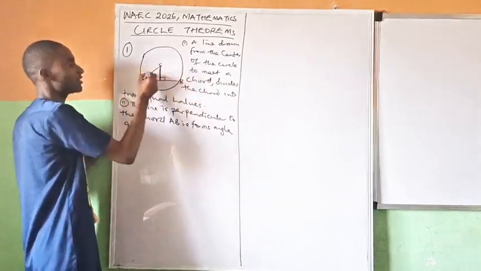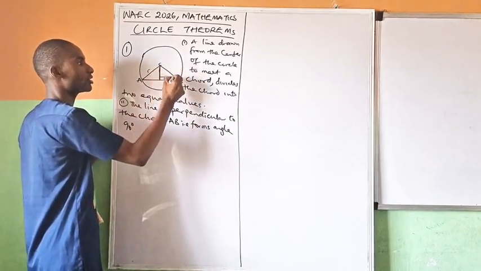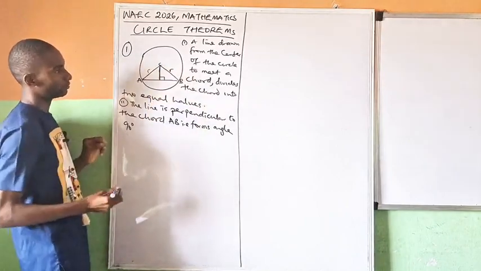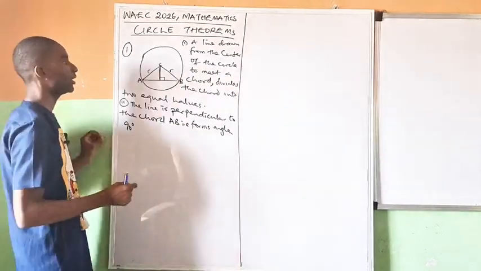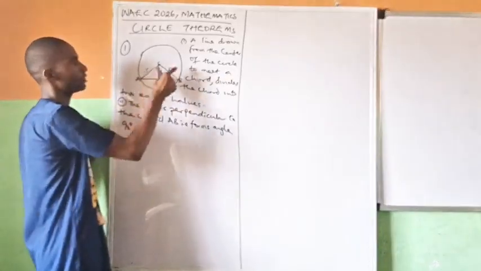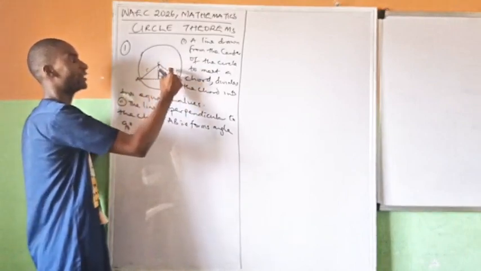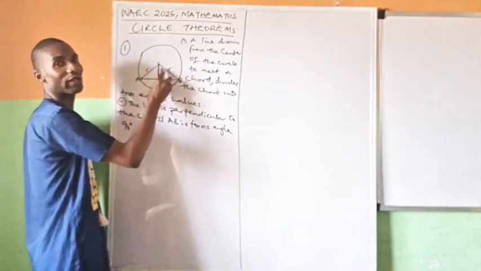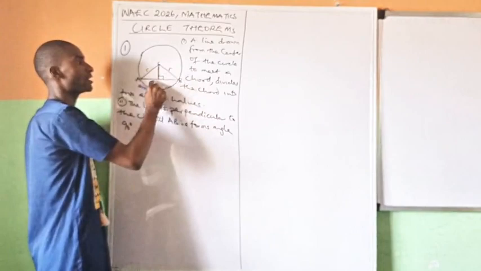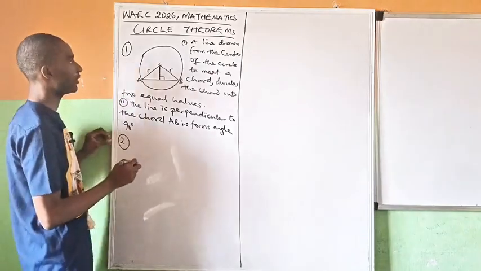So if this is a radius, that means the size of here will also be equal to the size of here. So the length of here is the length of here. Is that okay? So this is a triangle. So from this theorem, angle 90 degrees here. If you are given the value of here, you can do Pythagoras theorem here to get the length of the chord. Let's look at the second theorem, theorem number 2.